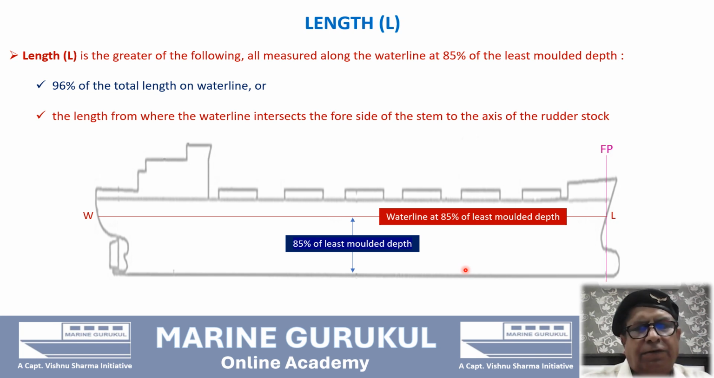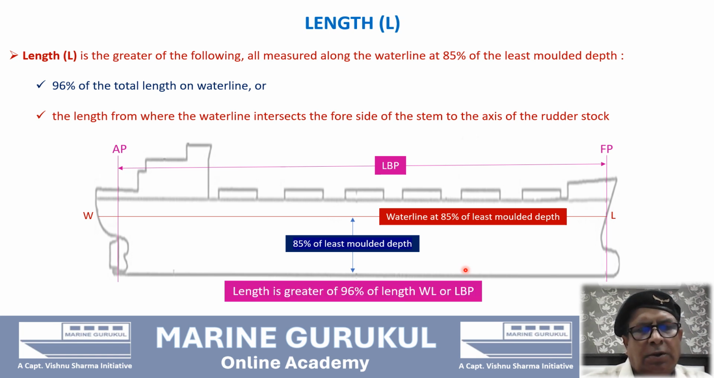And then we have the forward perpendicular here. We have the after perpendicular here. Our second option will be LBP. And the greater of the two, which one? 96% of WL in this diagram or LBP. The greater of these two shall be the length of the vessel.